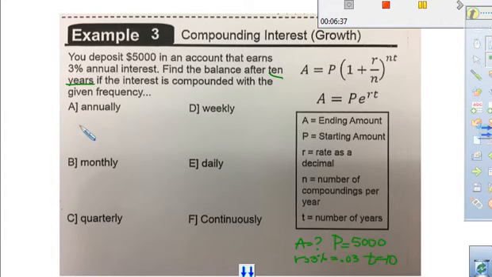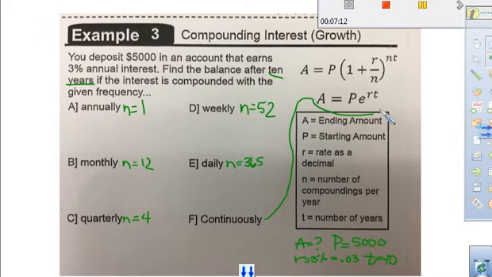So in this one, N is annually, so that means 1. Monthly means that it happens 12 times per year. Quarterly means 4 times per year. Weekly means 52 times per year. Daily means approximately 365 times per year. We're going to ignore the leap years here. And then continuously, we are going to use this equation for our continuous one. So these go together, and I don't even need to write my N because this one uses e, which is known as Euler's number.